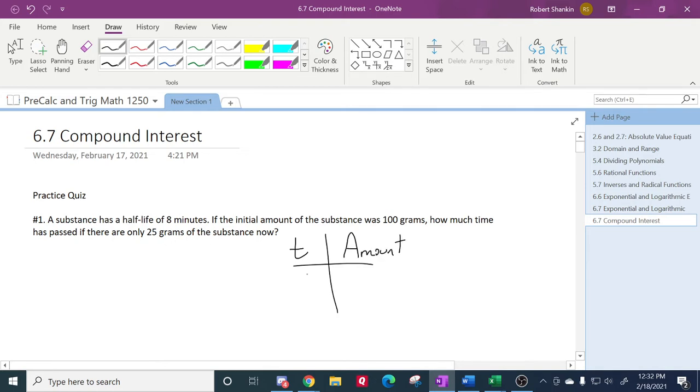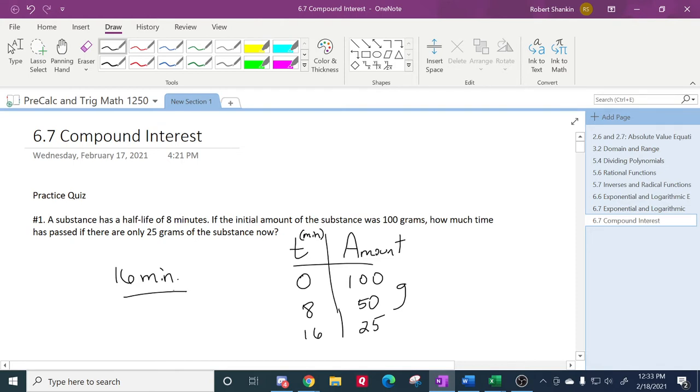Okay, so at time 0, there was 100 grams. And then if it has a half-life of 8 minutes, that means in 8 minutes, there's going to be half of it, 50. And in 16 minutes, another 8 minutes, it's going to cut in half again, and it's going to be 25. So the answer is, how much time has passed? 16 minutes.